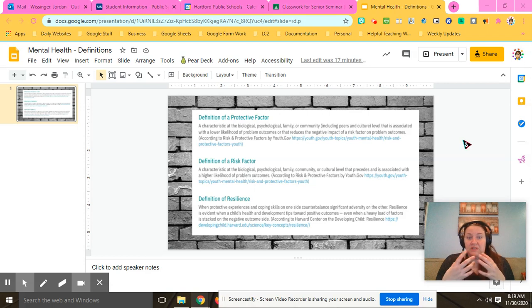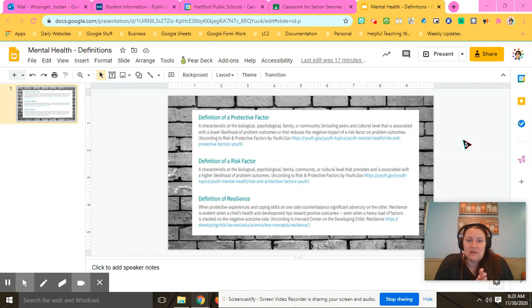So when you think about protecting someone, right, you're shielding them from that negativity or from that bad thing happening. It's the same thing with a protective factor. It's something that is going to save you from any problems or negativity. When we talk about a risk factor, that's just what you think it sounds like. It's a characteristic at the biological, psychological, family, community, or cultural level that precedes and is associated with a higher likelihood of problem outcomes. So you're more at risk when you have these factors.